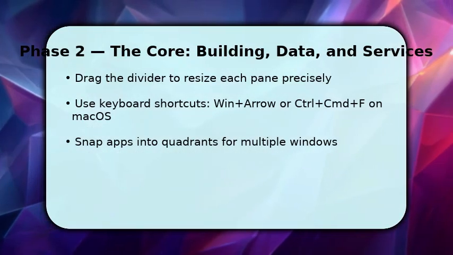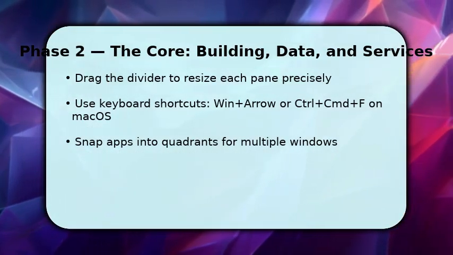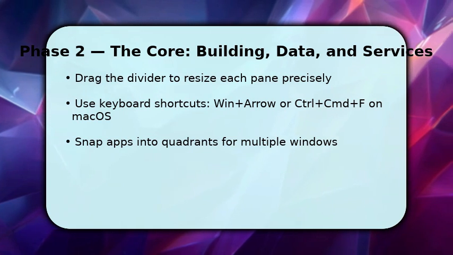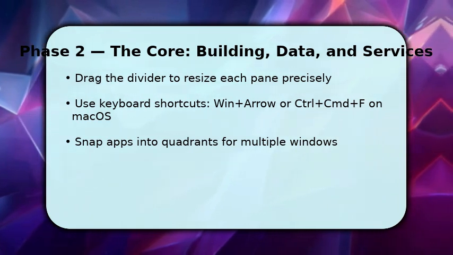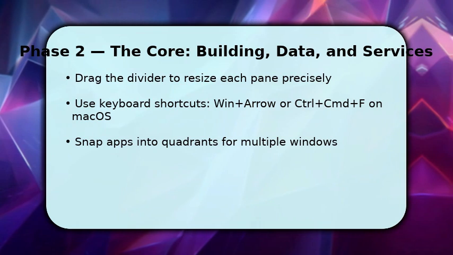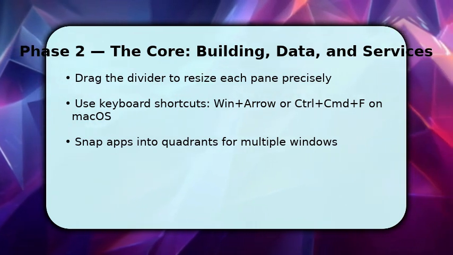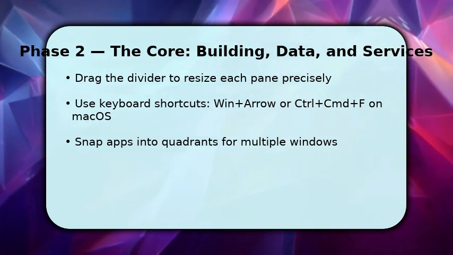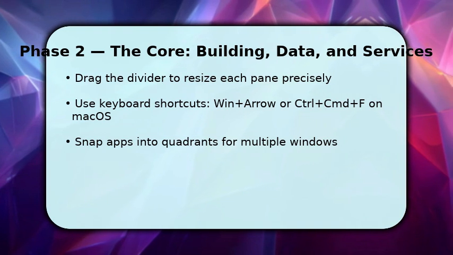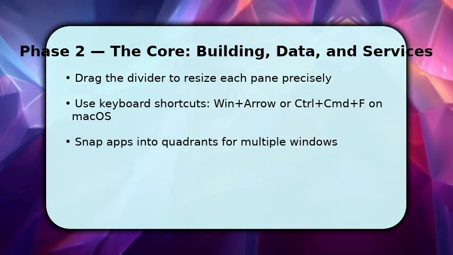Now you refine the split. Click and drag the center divider to change widths. This lets you prioritize one app without closing the other. If you prefer keyboard control, press Win plus right or Win plus left repeatedly to cycle positions, or use Control-Command-F to toggle full screen then tile on Mac OS.